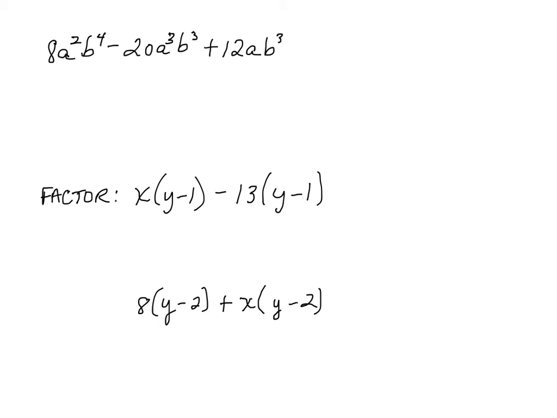Let's factor out the GCF here. Okay? We have 8, -20, and 12. Well, in terms of the numerical coefficients, we can factor out a what? I think 4. And what about the variables? A, b to the what? B to the 3rd. We want the smallest exponent. So let's take out the 4ab to the 3rd.